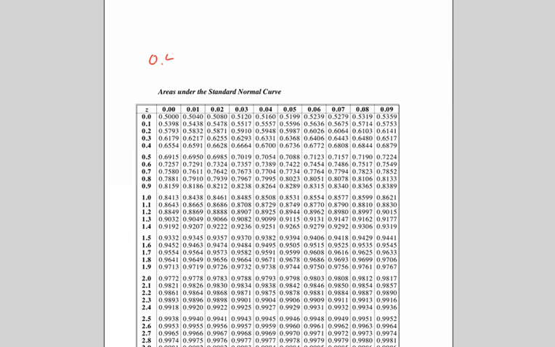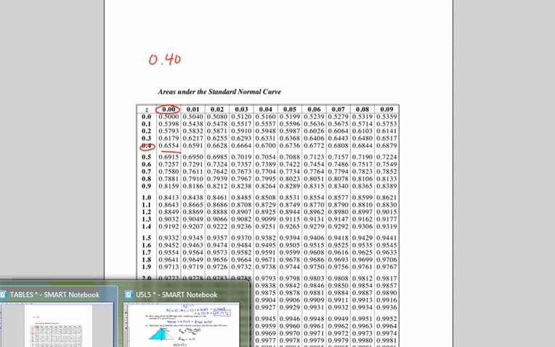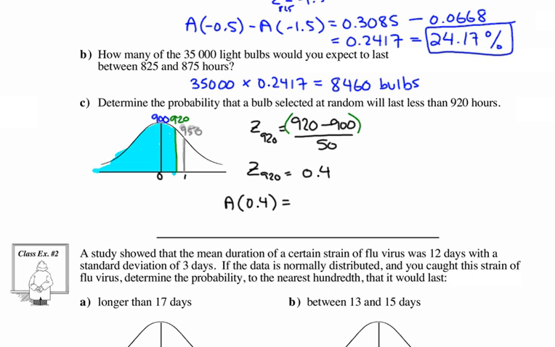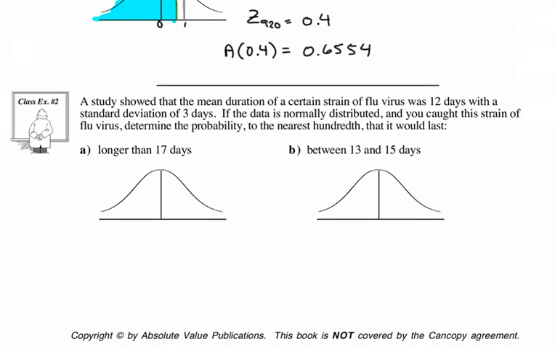0.40 is 65.54%, or 0.6554. And it wants probability, and so we just keep it as a decimal for probability. And so that's the probability that it'll last less than 920 hours. So 65.54% of the bulbs should last less than that.